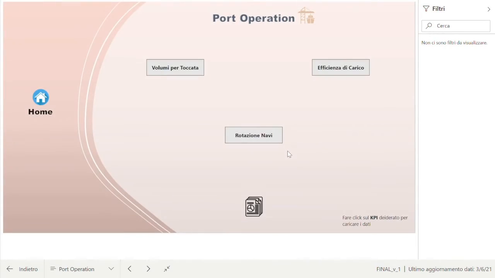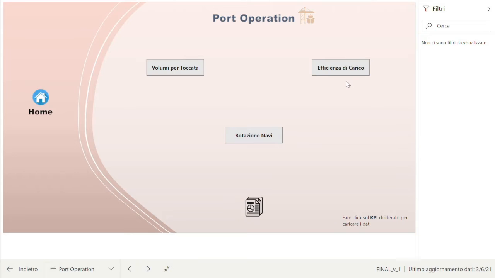Operation. By clicking on port operation, the software opens up a new window, in which we can see the three key performance indicators elaborated for this pillar. Volumes per call is the first one, and it shows how many flows of goods or passengers on average transit per call in each port or in aggregate in the whole port authority.